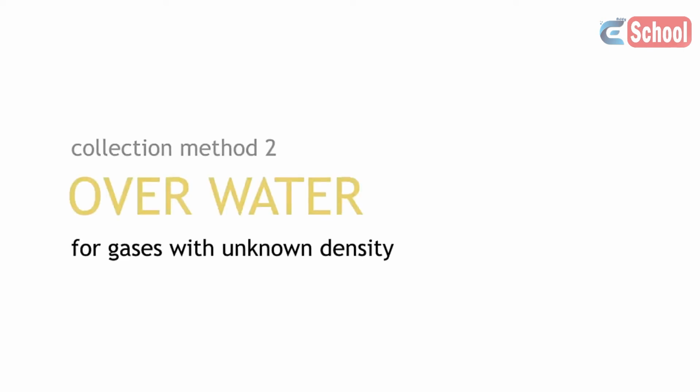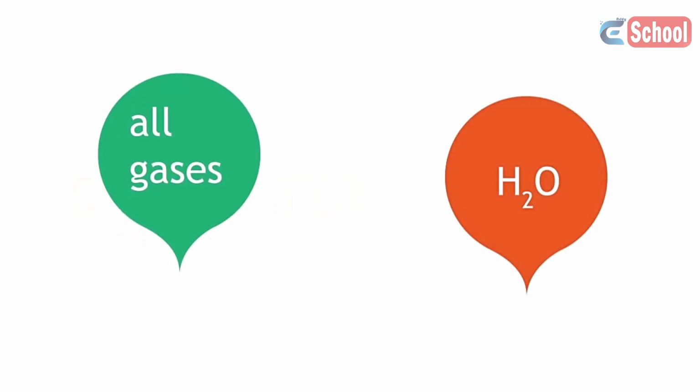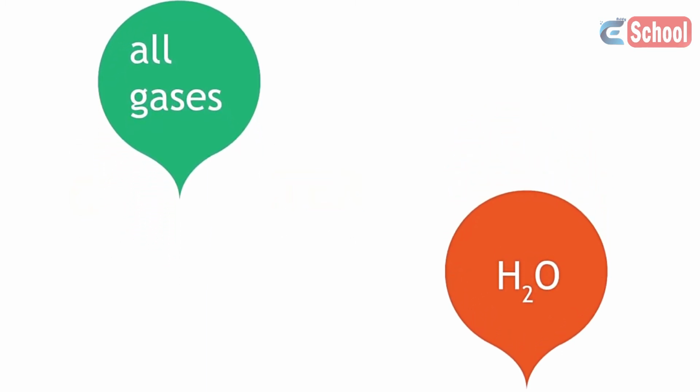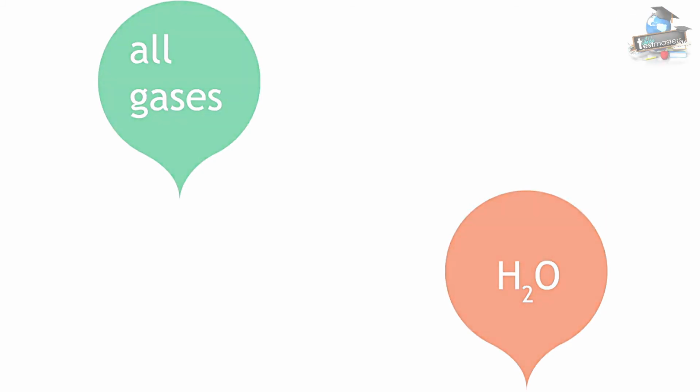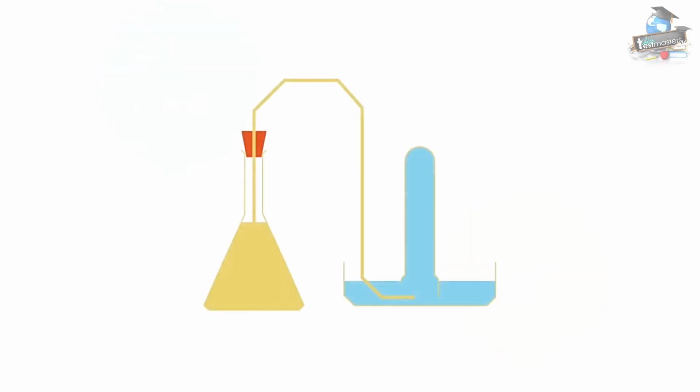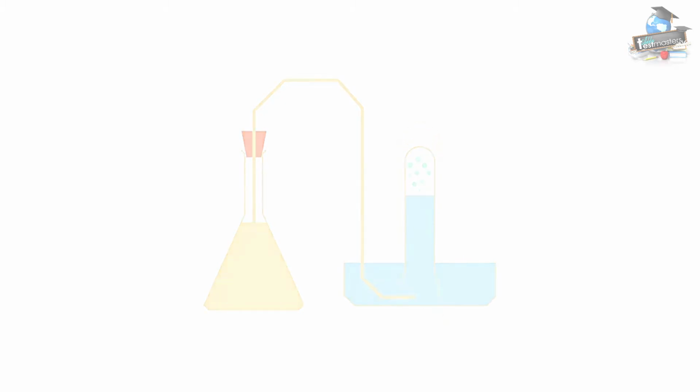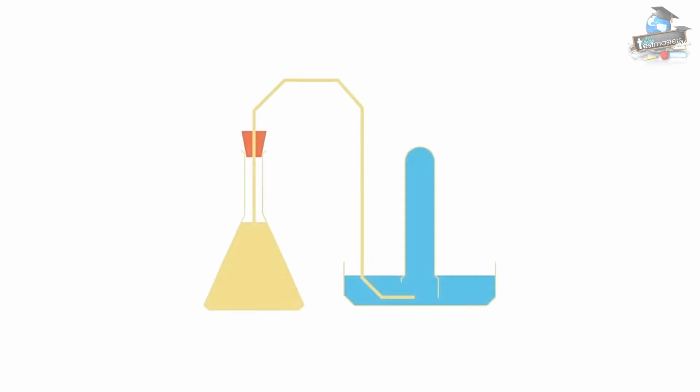If we are unsure of the density of the gas, we can collect it over water. Since all gases are less dense than water, displacement of water is possible. Whatever gas produced is bubbled through water and collected in a gas jar. Note that this method will not work for gases which are soluble in water, such as ammonia.